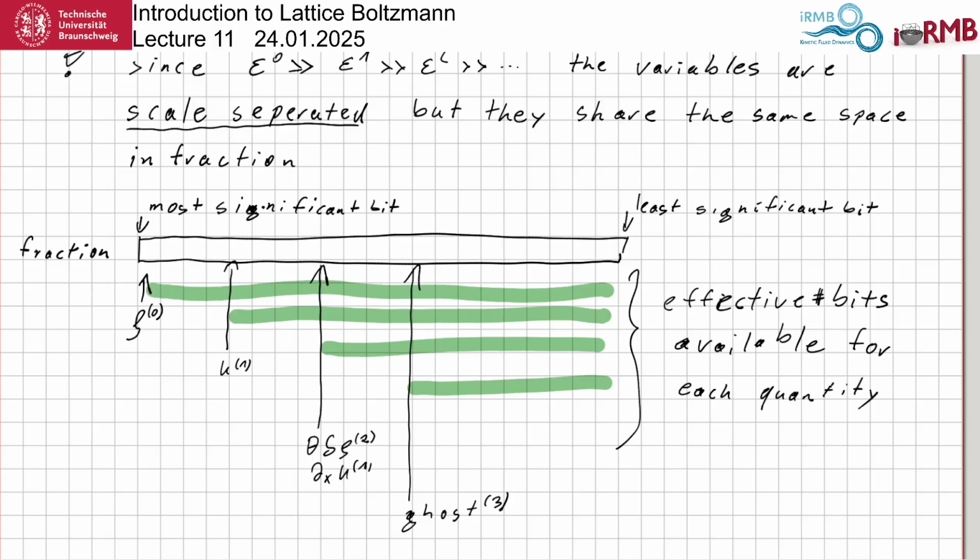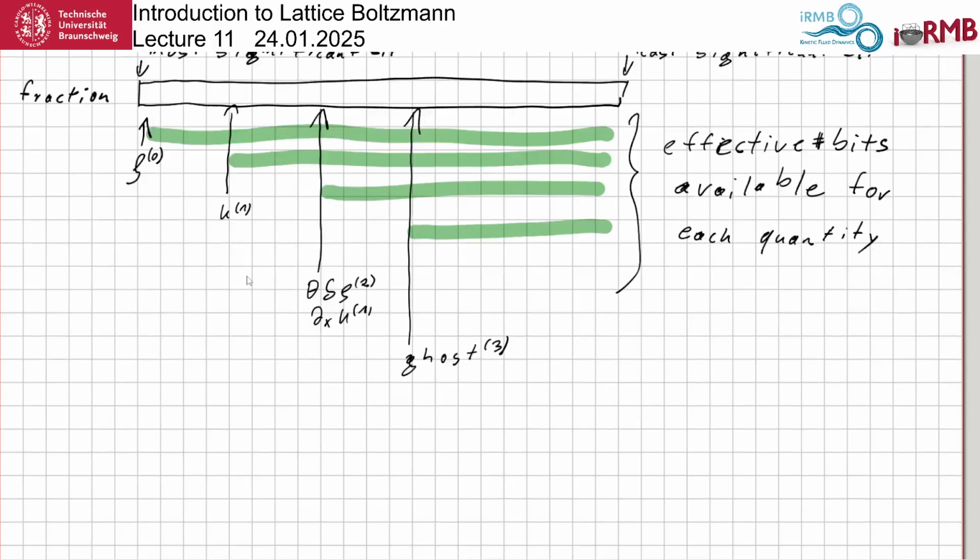So all of them share the same fraction, which means the number is stored with a given exponent, right? So this means that the pressure is stored at a lower precision than the velocity, and the velocity is stored with a lower precision than the background density. Okay, let's look at an example of what this means.